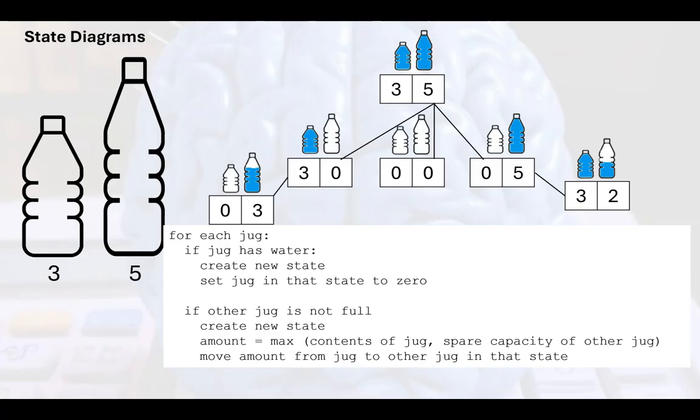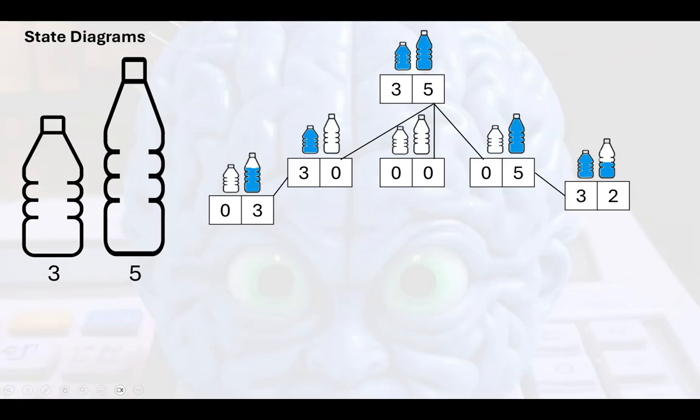The amount I'm going to transfer is going to be the largest of either the contents of the jug that I'm pouring from or the spare capacity of the other jug I'm pouring into. And of course, that shouldn't be the maximum, should it? That should be the minimum. Always worth reading the code over and over again, isn't it? Let's step through this and get some more solutions.